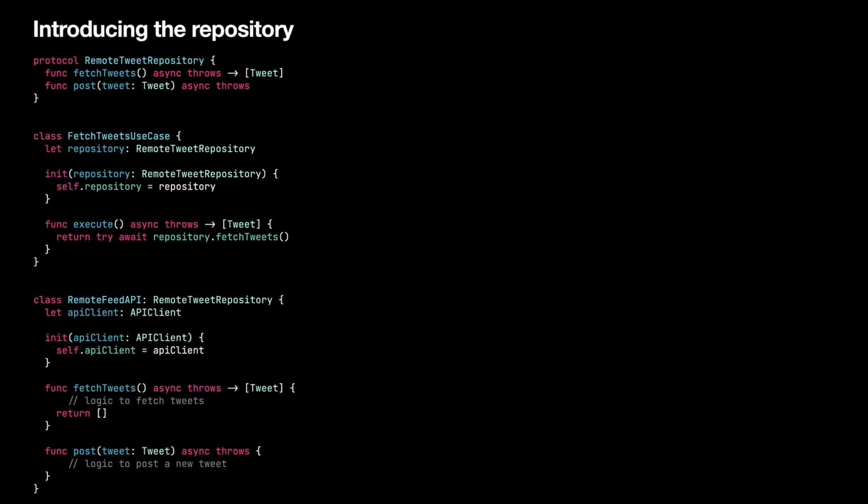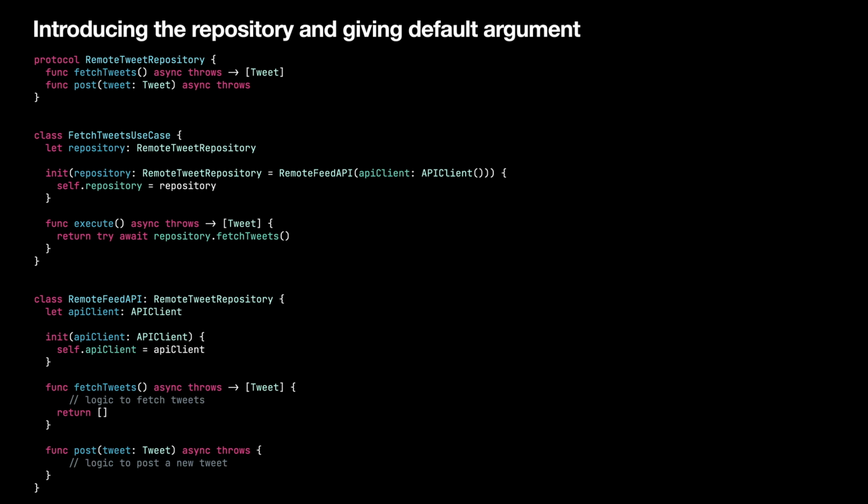Furthermore, testing becomes much easier since you can implement the protocol in your unit test, mock it, and test that use case in pure isolation. Swift being a cool kid, we can give a default implementation for the remote tweet repository. So far so good. We implement the repository and we can call it a day.